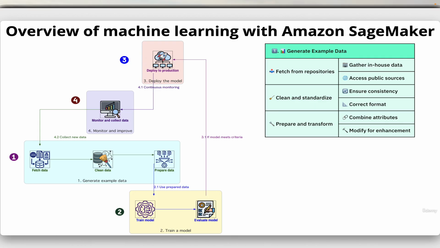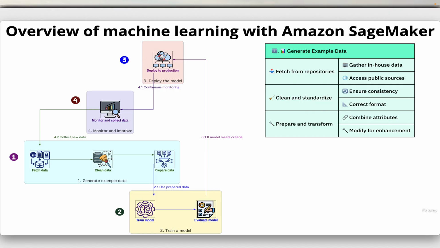So first you generate example data. There will be a couple of steps. You will fetch from repositories, which is basically gathering data from in-house or public sources. Then step B would be clean and standardize, so you ensure consistency and correct formatting of the data which is required. Then you will have the prepare and transform stage, wherein you combine or modify attributes to enhance model performance. So this will be in a circular loop. It will start from this stage which I just talked about, then it will go to the second, and then I will be covering the third and fourth.